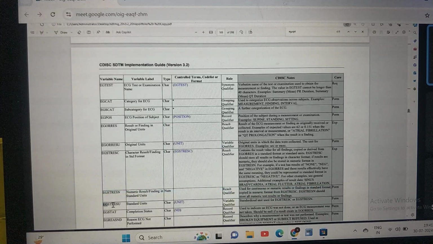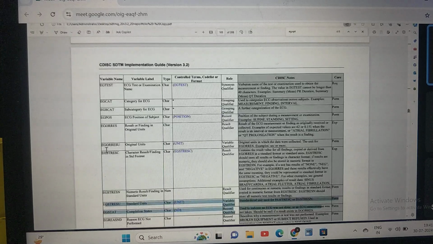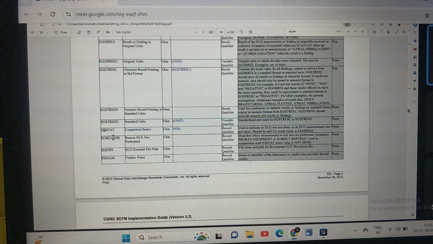So EGSTRESC, EGSTRESU, as you know, the same concept: the original results whichever is captured at the site level come to EGORRES, and the corresponding units come to EGORRESU. When we convert to the standardized, we are mapping to your standard units, okay? Again the same EGSTAT and EGREASND. If it's not done, then the status should be populated as not done. If it's not done, then what is the reason why it's not captured for the ECG? That comes to the EGREASND variable.